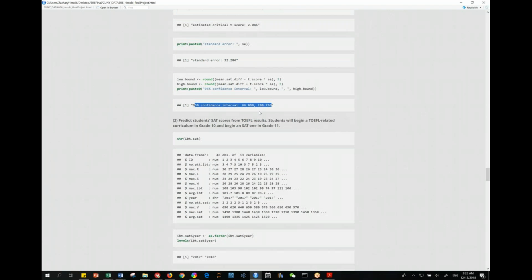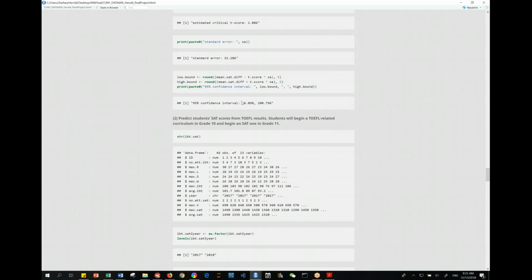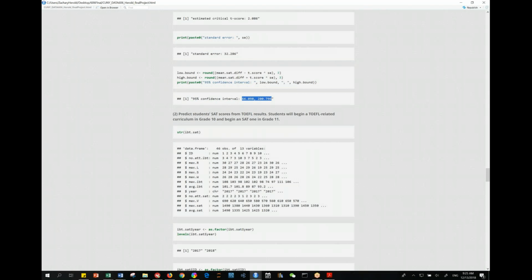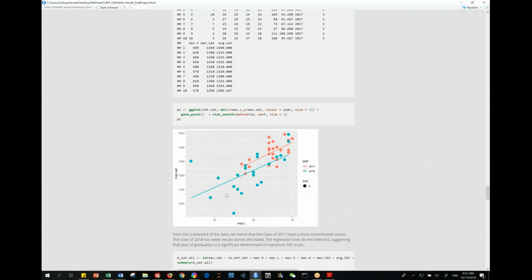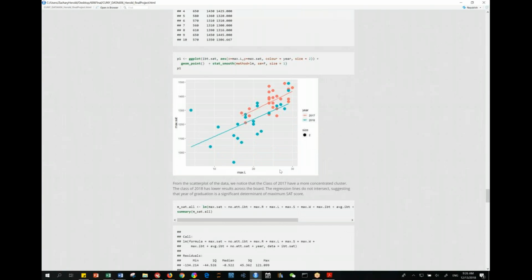But I set the bounds so that the 95% confidence interval was here, which led me to reject the null hypothesis that the means of these scores were equivalent, just because 0 does not fall in this range. So I just want to skip ahead here. I did a regression based on which grade they were in, and indeed, the preceding class seemed to have a higher intercept, although the slope looked about the same.